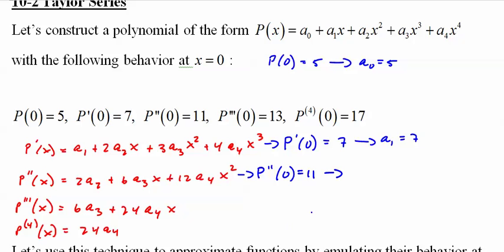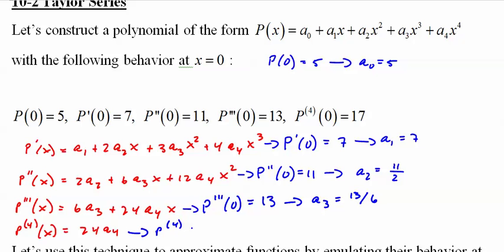P double prime of 0, for some reason I can't draw p's today, is 11. So now we got to be careful, things just changed. Everything drops except the 2a2. a2 equals 11 over 2. P triple prime of 0 equals 13. a3 equals 13 over 6. P fourth derivative of 0 equals 17. a4 equals 17 over 24.